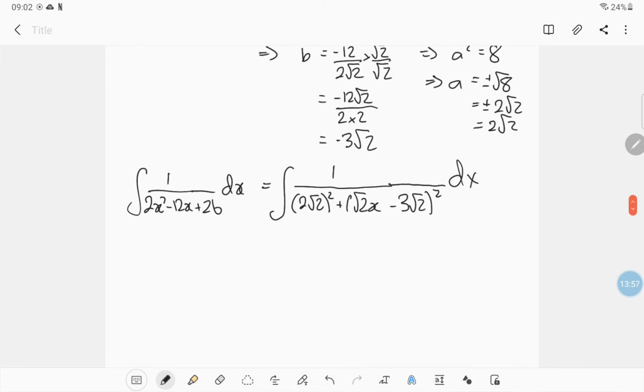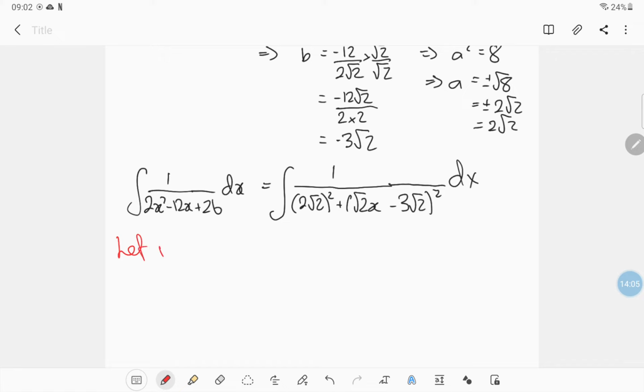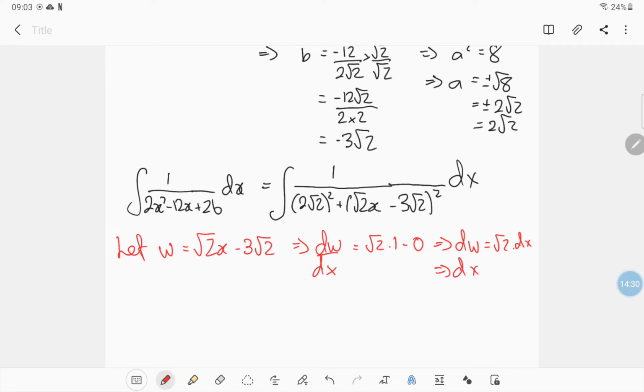And now, because the multiple of x is not 1, the substitution becomes important. So you let w equal root 2x minus 3 root 2. And now you don't get dw/dx equal to 1 anymore. You get dw/dx is equal to, fixing the constant root 2, the derivative of x is 1, minus 0. So we end up with dw equal to root 2 dx, and then divide both sides by root 2, dx is equal to dw divided by root 2.